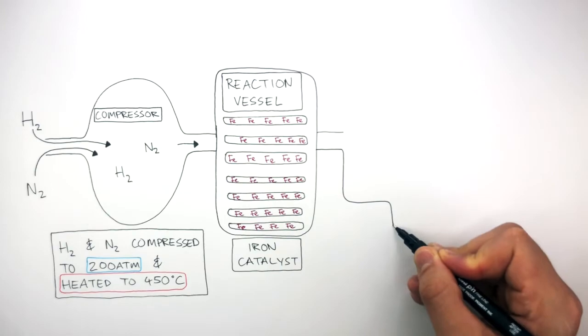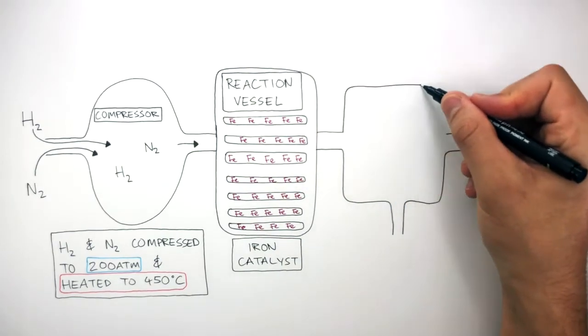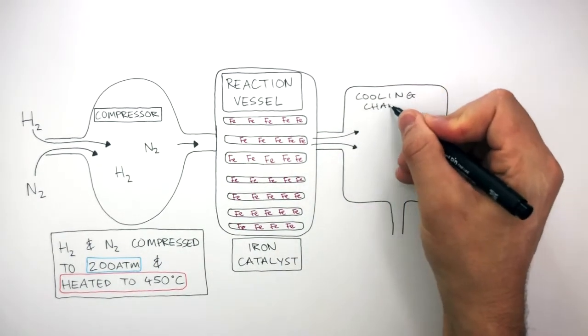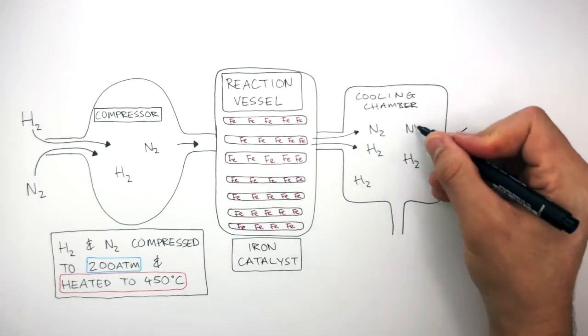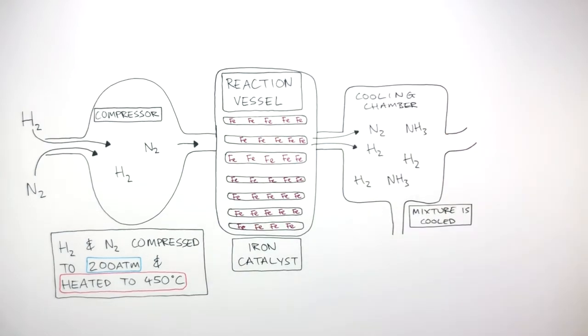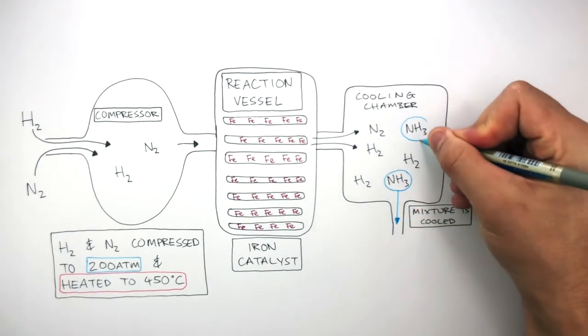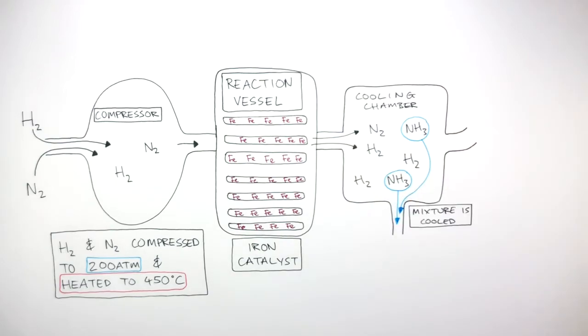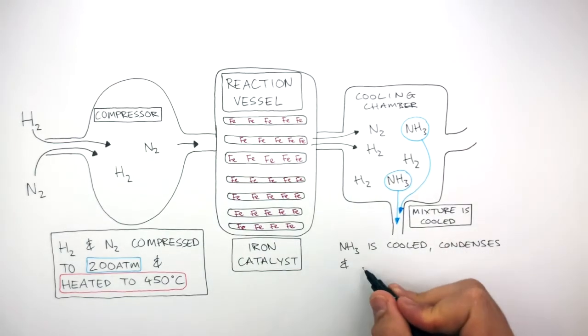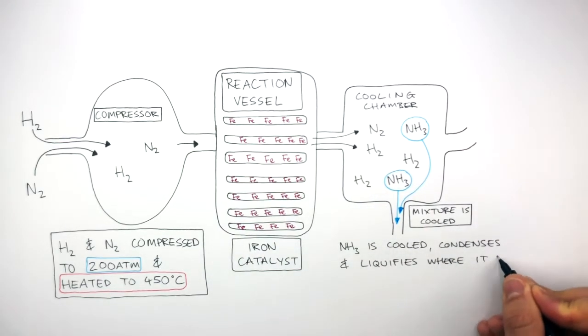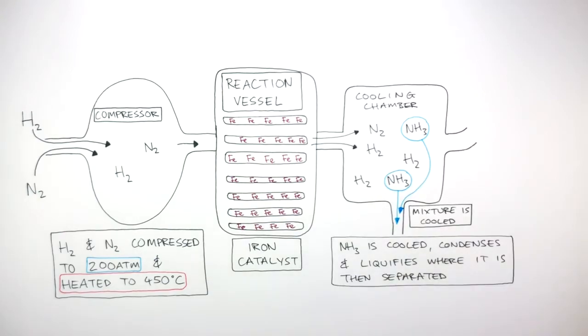The hydrogen, nitrogen, and ammonia then flow into the cooling chamber. So this is the cooling chamber where we now have nitrogen, hydrogen, and ammonia. The mixture is cooled, and the NH3 ammonia condenses, changing into a liquid from a gas. So the NH3 is cooled, condenses, and liquefies, where it is then separated.